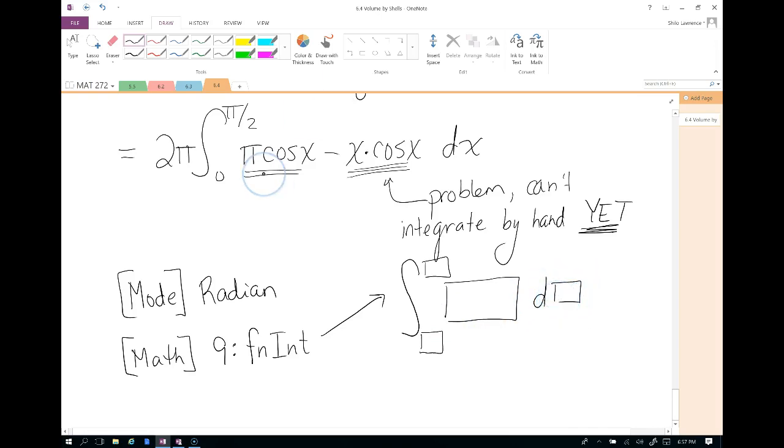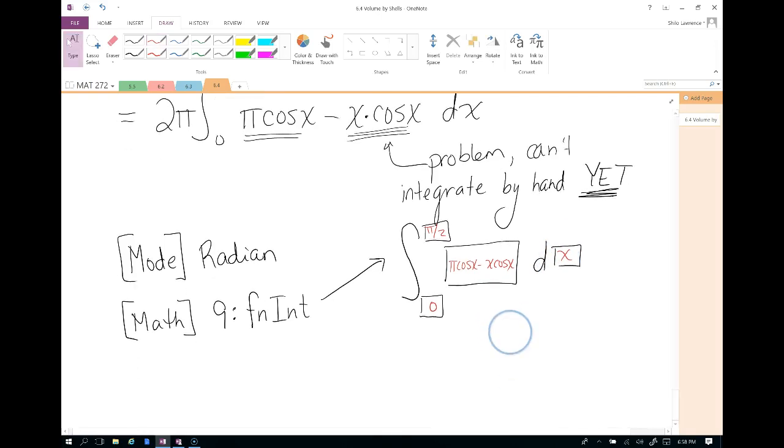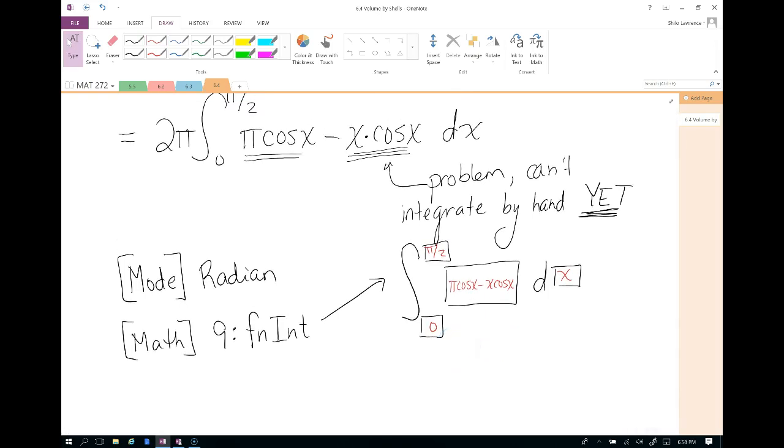Since we already have this all written out by hand on our paper, we know that in those boxes we're going to plug 0, pi over 2, pi cosine x minus x cosine x, and then dx. And don't forget, at the end, once we get our answer, most likely this is not going to be a nice rational number. So we also need to multiply that by 2 pi at the end. So don't forget that part.